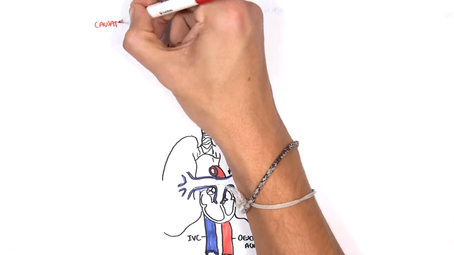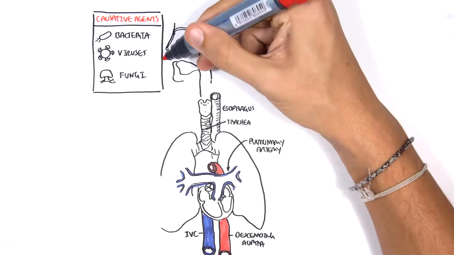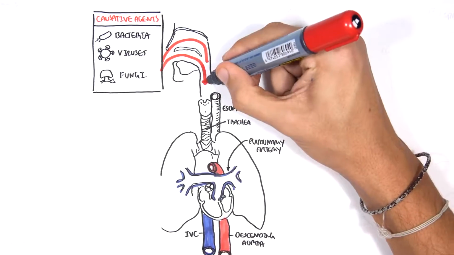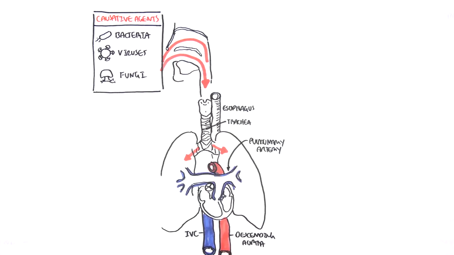Again, the causative agents are mainly the bacteria, virus, and fungi. And these causative agents can cause pneumonia just by being inhaled into the lungs through the nose or mouth. And they can cause an infection if we have a bad pulmonary defense, as we have learned.